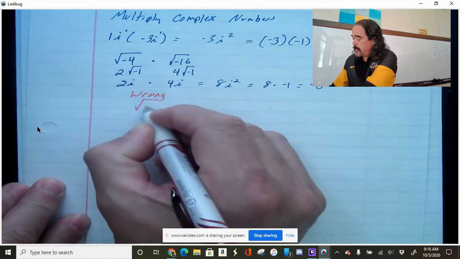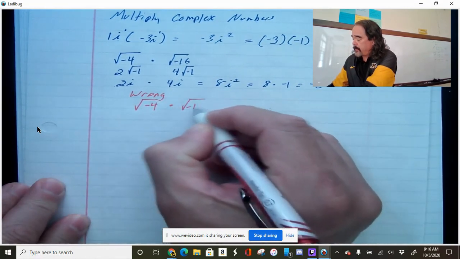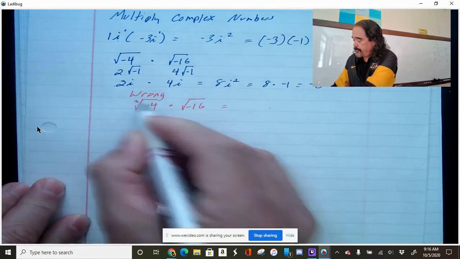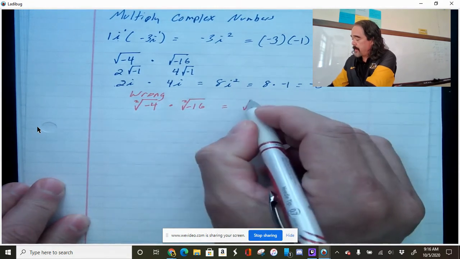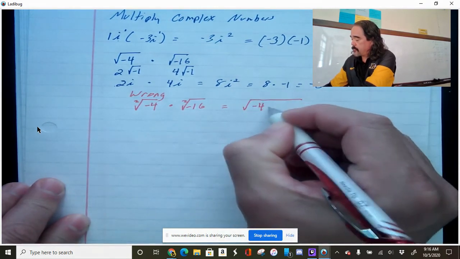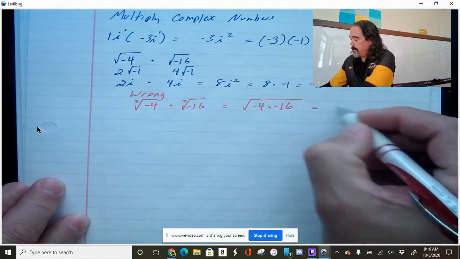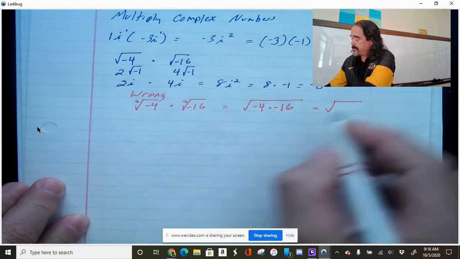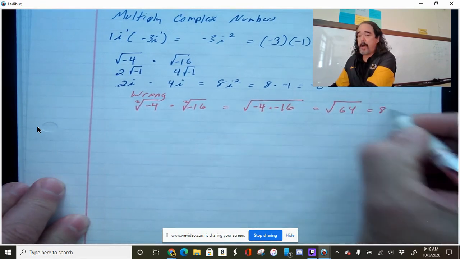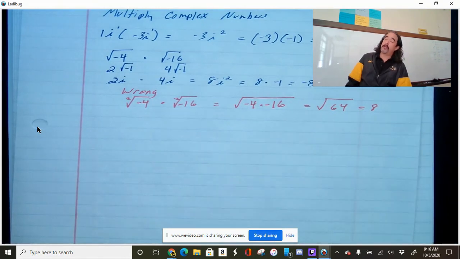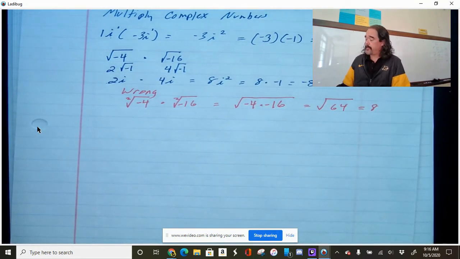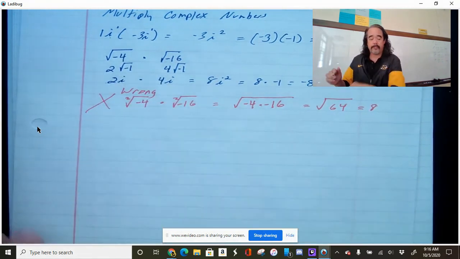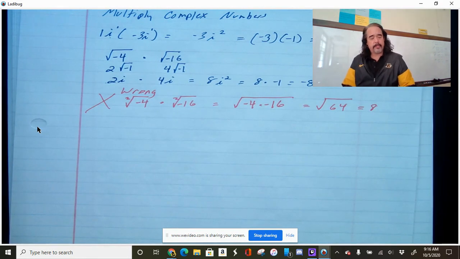All right, one of the rules about multiplying radicals is if they have a common index, and this does have a common index of 2 and 2, then you can multiply the radicands together. If you multiply the radicands together, -4 times -16, I get, what's that, positive 64. And I would think that, oh, I'm going to get 8 as my answer. But no, you can't do it that way, not with complex numbers, not with the imaginary unit. You're going to have to do it this way instead. So this is wrong.